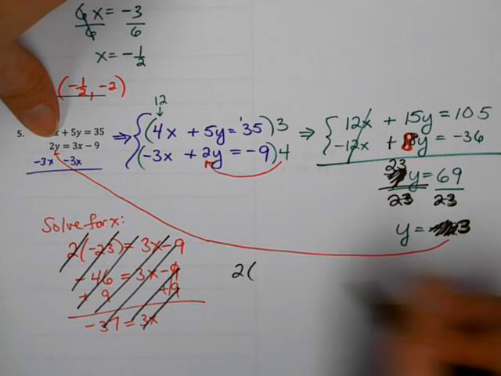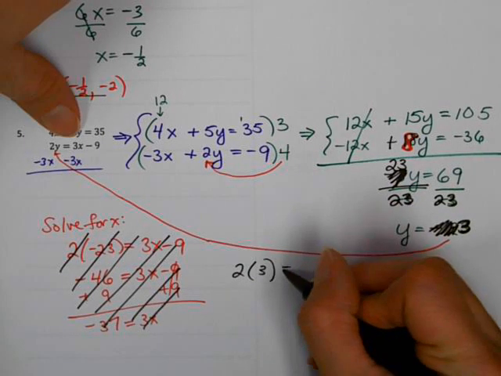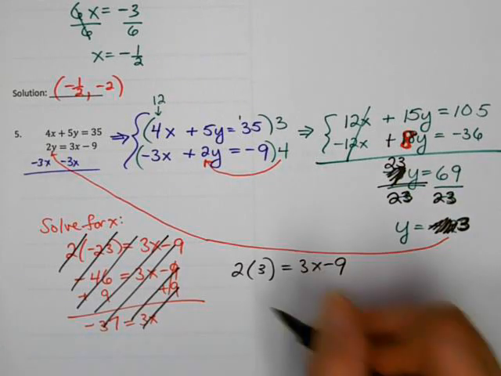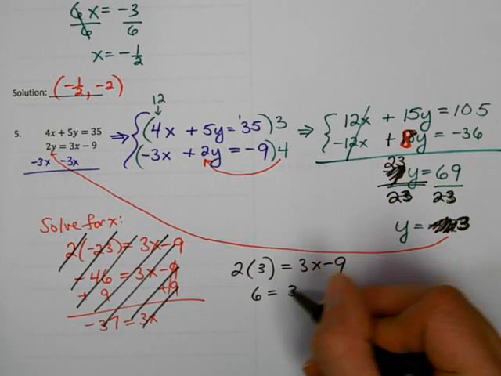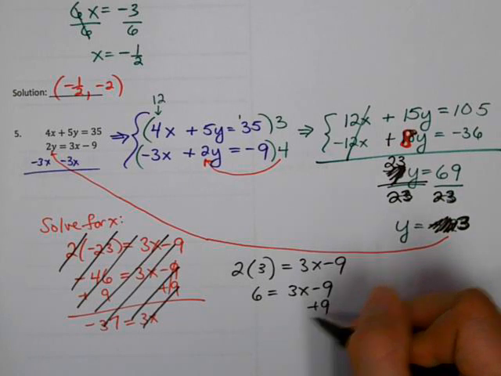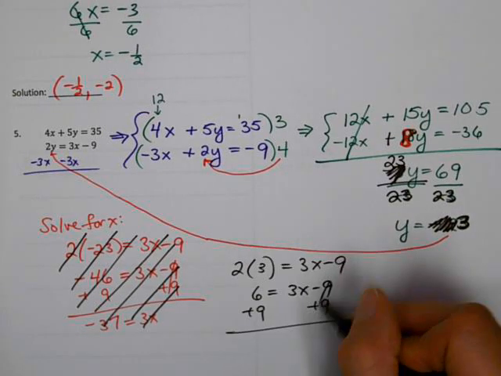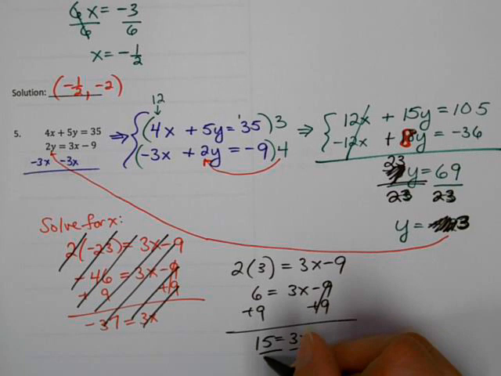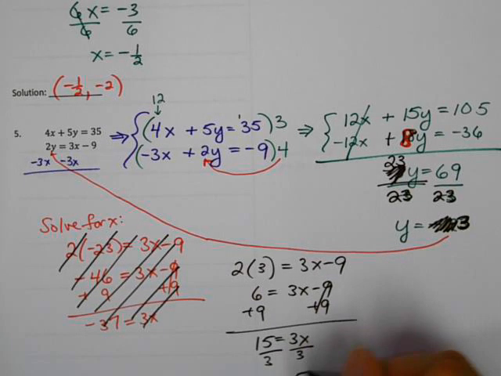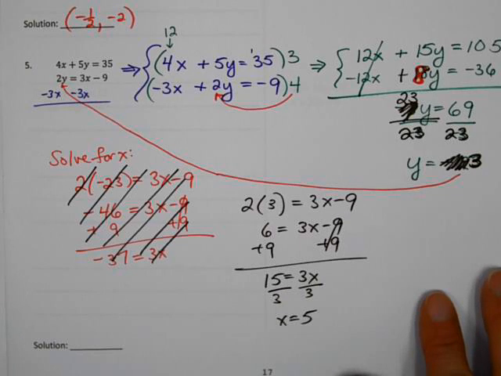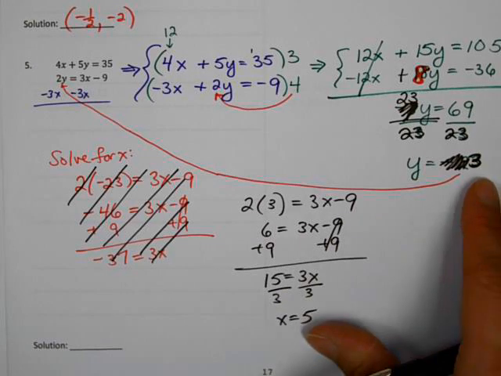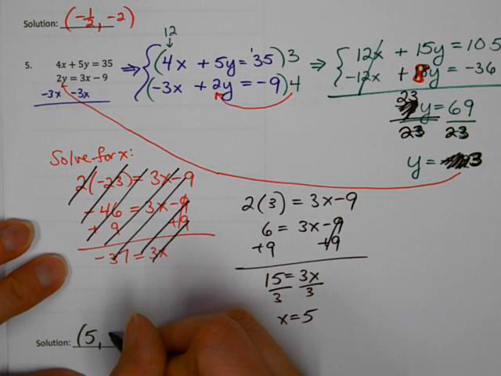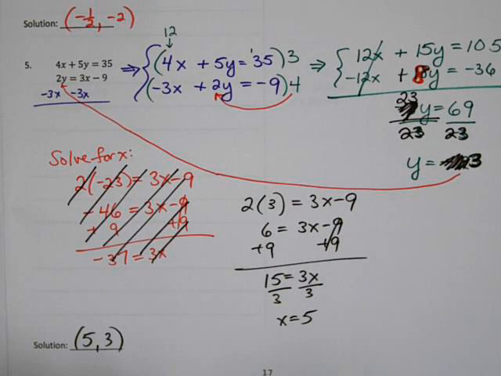2 times 3 equals 3x minus 9. 6 equals 3x minus 9. We'll add 9 to both sides. 15 equals 3x. Does this seem like it might be the right answer? 5? I think the answer might be 5 comma 3, but I definitely need to check this problem because I made lots of mistakes. Can you please check it for me?